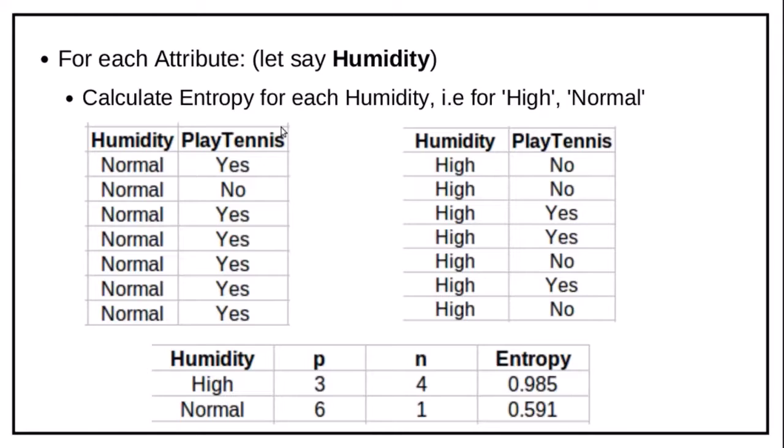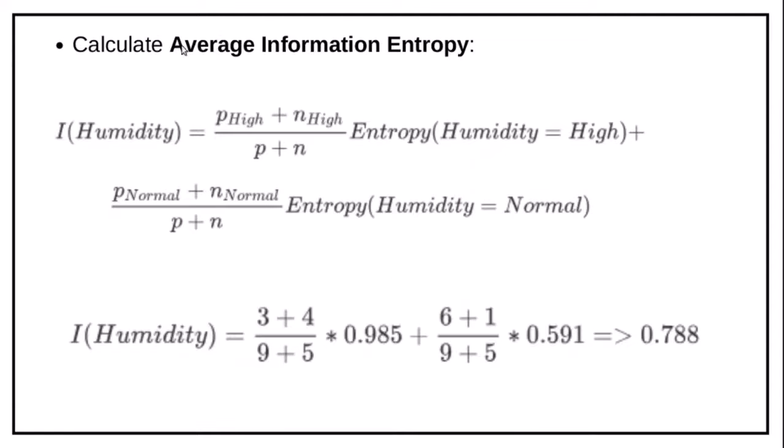Now again we will form a table according to normal and according to high. Then we will calculate the number of positive examples, which over here is 3, and the number of negative examples over here is 4. This is for high, that is this table. Similarly for normal, there are 6 positive examples and 1 negative example. So what is the entropy over here? 0.591.